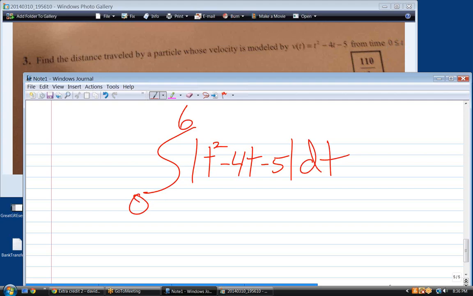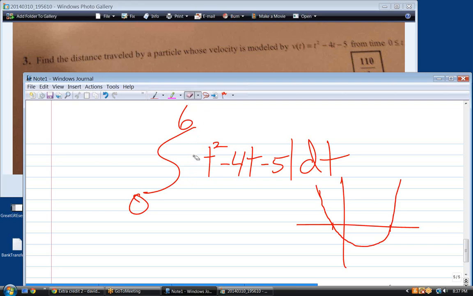However, since we know this function is a quadratic, with, what is it? It's t minus 5 times t plus 1. So it's a parabola. What did I say? T minus 5. So 5 is the intercept and minus 1 is the intercept. So this thing looks like this.